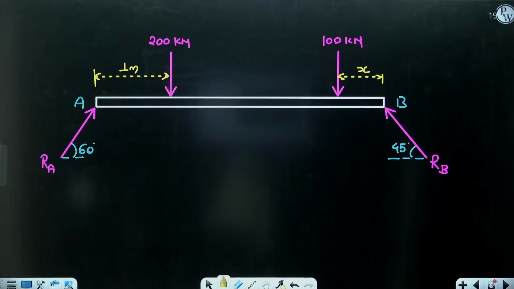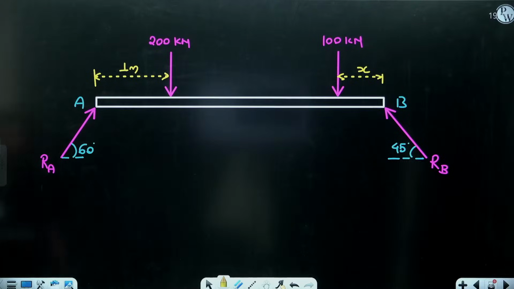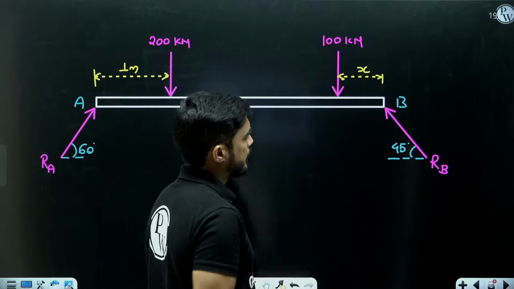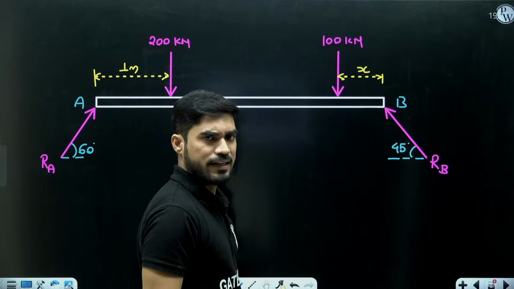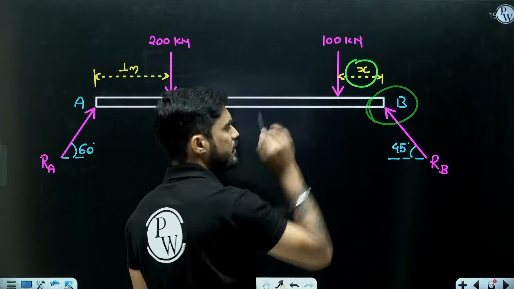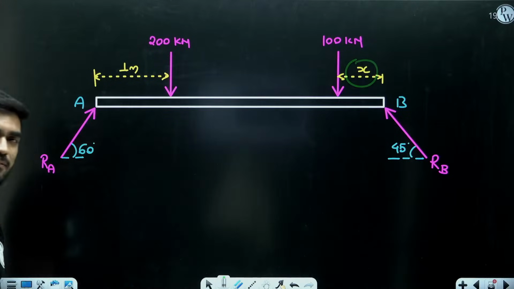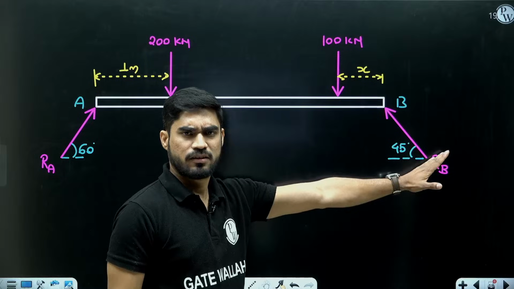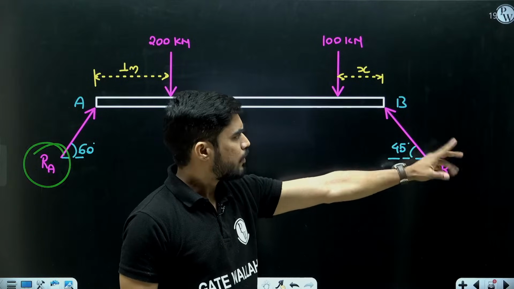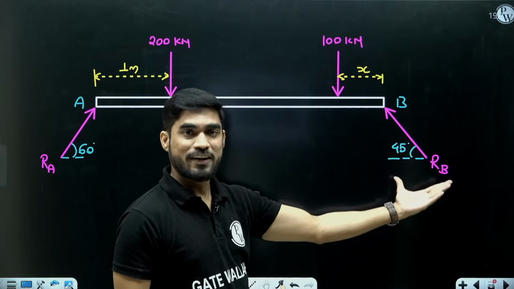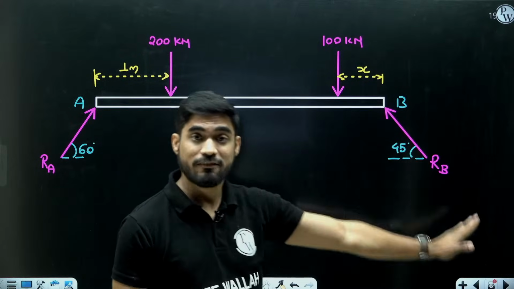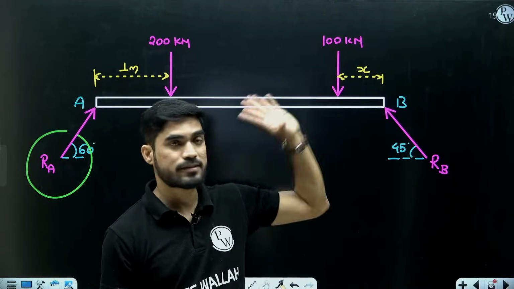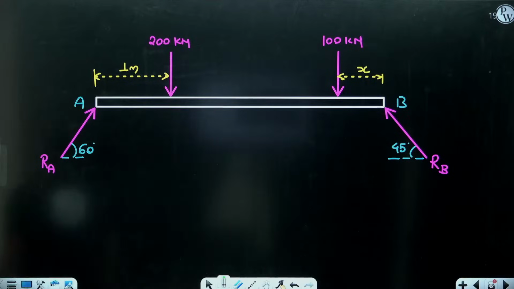So how are we going to find the value of x? In order to find the value of x, it is obvious that we have to take moment. We will take moment at point B. If I take moment at point B, I will get the distance x. But in order to do that, we should know the value of RA. We will not need RB because we are taking moment at B, so the moment of RB will become 0. We will need RA, then there will be only one unknown in the equation, x. So how do we calculate RA?